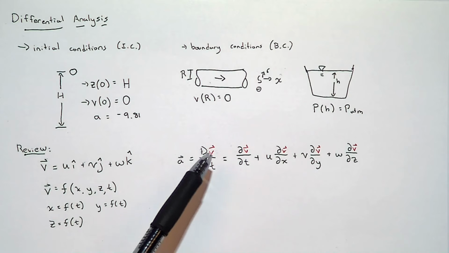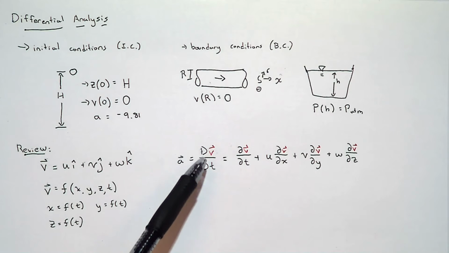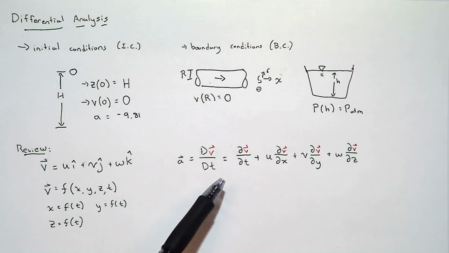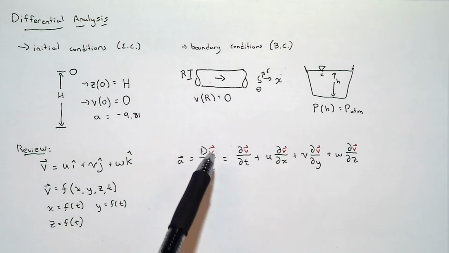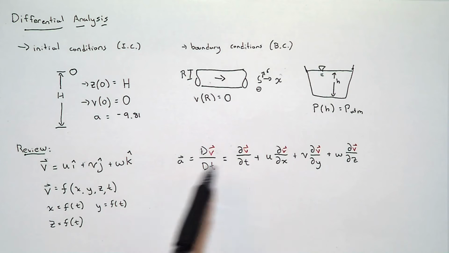So you can have not just the material derivative of velocity, you can have the material derivative of density, for example, or any other fluid property. So let's keep that in mind, that this is a material derivative, and this operator can be applied to any other fluid particle as long as that particle moves through space and through time.